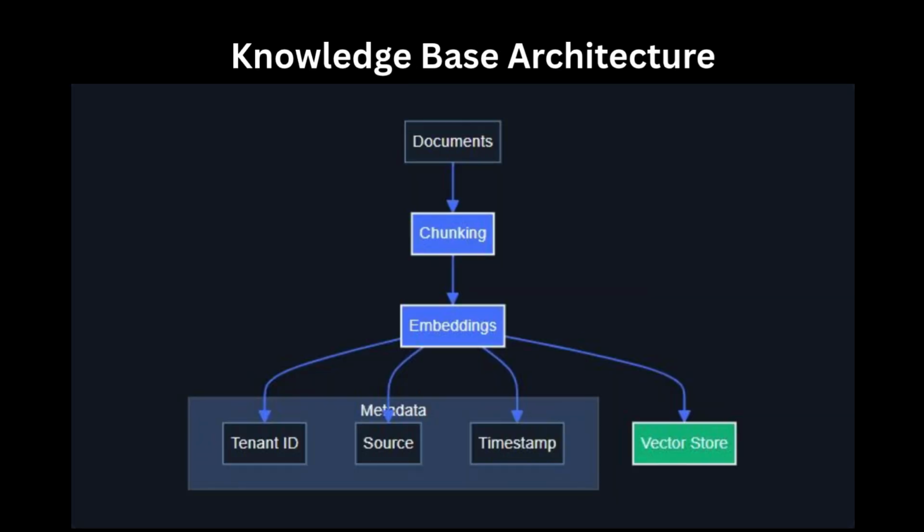Knowledge base architecture. Documents must be ingested and transformed into vector representations. The process involves splitting documents into chunks, generating embeddings, and storing them with metadata. Metadata such as tenant ID, source, and timestamp enables filtering and multi-tenant isolation during retrieval.